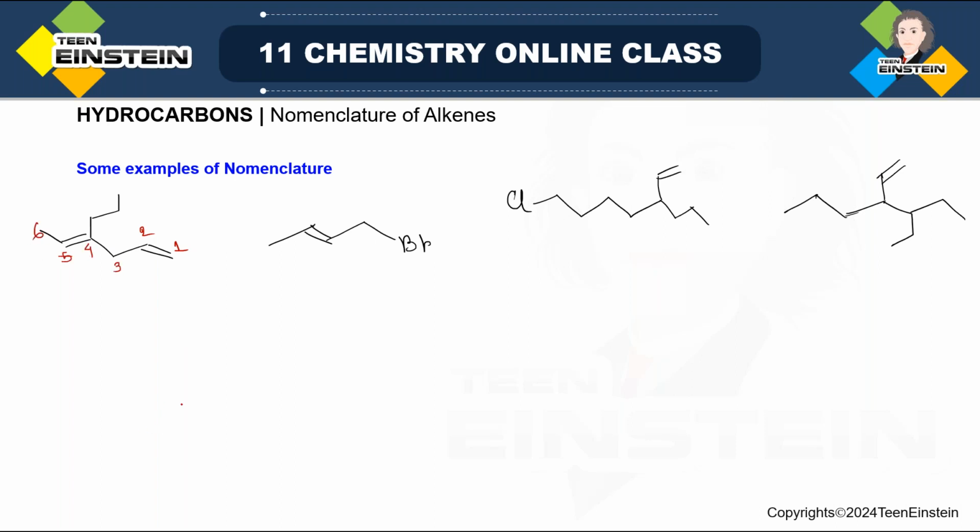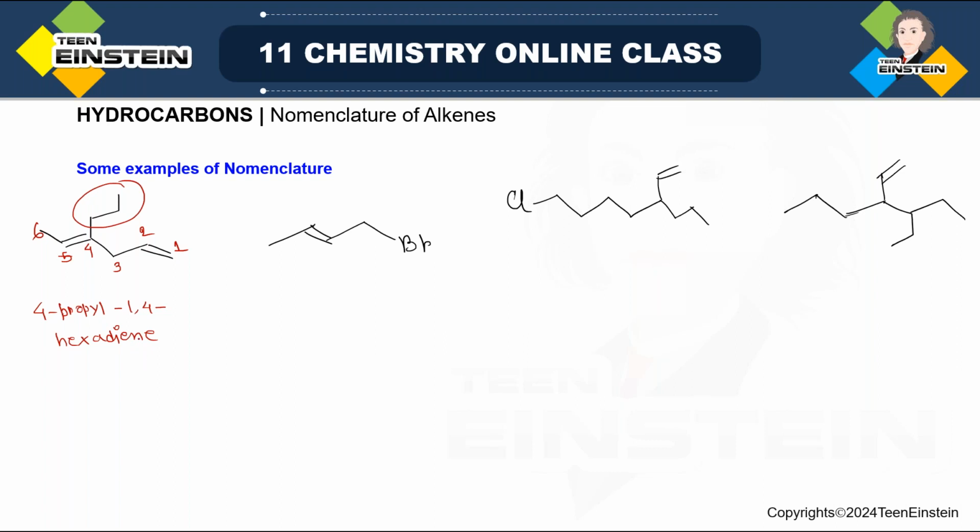So total 6 carbon chain you have, and you have one propyl substituent at 4 position. This is the propyl substituent, and the name will be... I'm writing it down. So it will be continued. There should not be any gap.